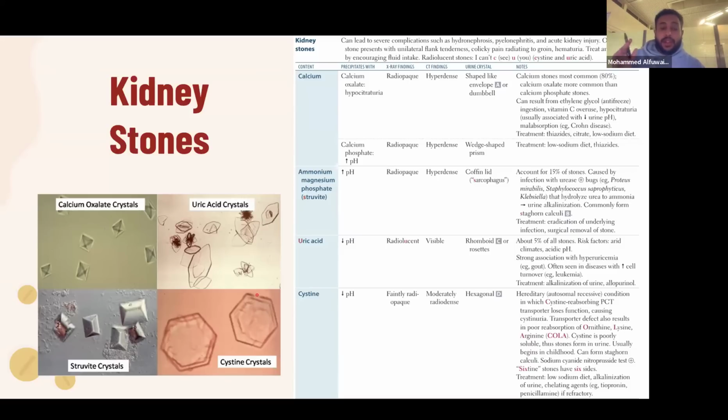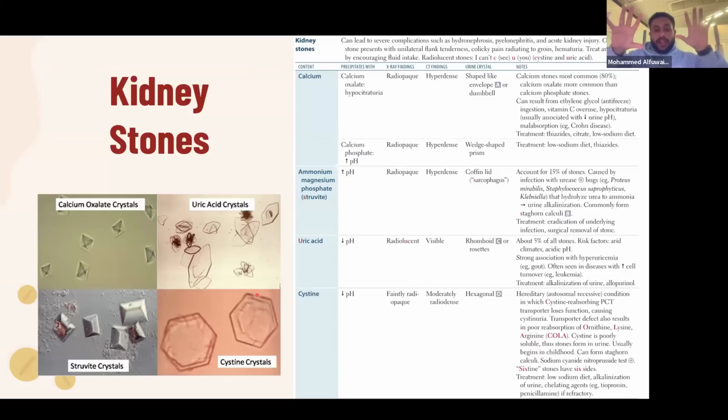Whatever the case, the management, first line usually is just hydrate the patient, and usually it will pass on its own. If it's too big or causes complications, then you need to go through more difficult managements, such as extracorporeal shockwave lithotripsy, or you can use surgery, okay? So that's basically that. Now, what are the complications, you might ask?